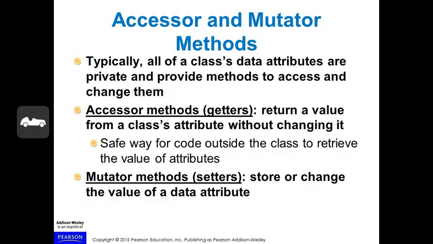And a method that stores a value in a data attribute or changes the value of a data attribute in some other way is known as a mutator method. A mutator method can control the way that a class data attributes are modified. So when the code outside the class needs to change the value of the object's data attribute, it typically calls the mutator and passes the new value as an argument. And if necessary, the mutator can validate the value before it assigns it to the data attribute.